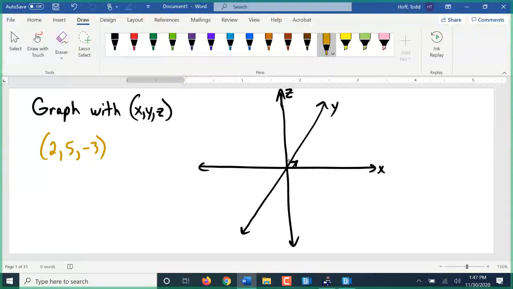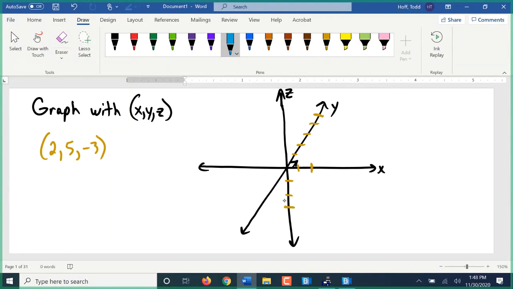So for x, I go 1, 2, there's my x equals 2. Y equals 1, 2, 3, 4, 5. That's y equals 5. And z equals negative 3. 1, 2, 3. That's z equals negative 3. To find the single point where they intersect, the only way I can make sure I get to that point is I use rectangles. And actually, what I'm making here is a box.